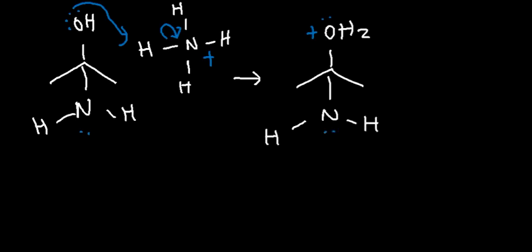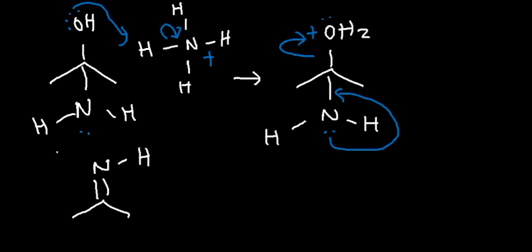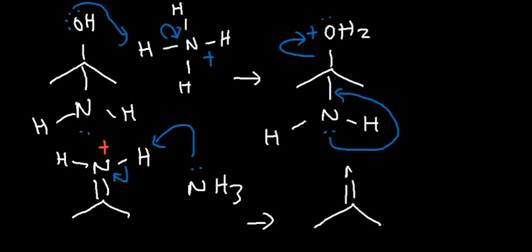So now, nitrogen can use this lone pair to form a double bond and expel the water molecule. So at this point, we have a protonated iminium ion. And so we can use another NH3 molecule, or even water, to get rid of this hydrogen. So now we have an imine. So now let's talk about the mechanism for the formation of the enamine.